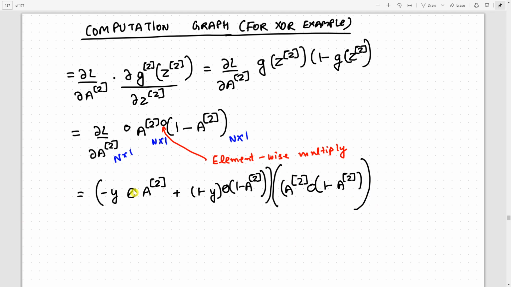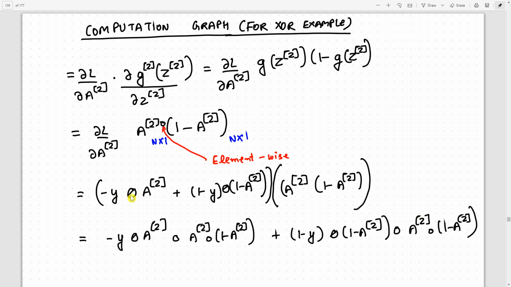Now we can just expand these terms as follows. Minus y element wise divided by a2, element wise multiplied with a2, and element wise multiplied by 1 minus a2, right? At this point, element wise dividing by a2 and element wise multiplying by a2 will just cancel out to give you 1. Thus this left hand side term finishes at minus y element wise multiplied by 1 minus a2. For the right hand side term you have 1 minus y element wise divided by 1 minus a2, element wise multiplied by a2, element wise multiplied by 1 minus a2. Again, 1 minus a2 is element wise divided here and element wise multiplied here, so both of them cancel and we're only left with 1 minus y element wise multiplied with a2.